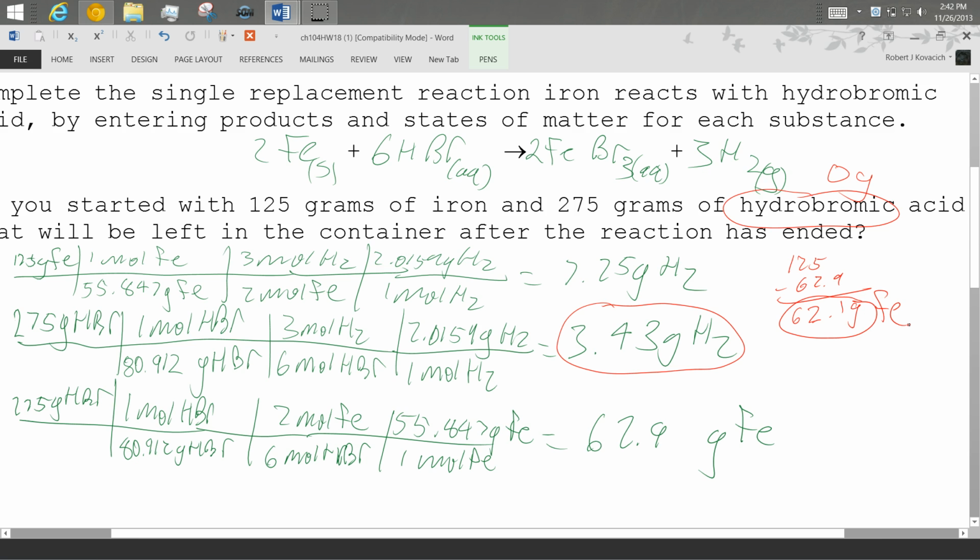Do we understand how I got that? This 62.9 number that I calculated out, what we were saying is if I had 275 grams of my hydrobromic acid, I would need 62.9 grams of iron for them both to run out at the same time. But I started with 125 grams, so then I just subtracted them off, and then I'm saying I've got this much of it left over. So now I know how much iron I've got left over. Now I know how much hydrogen I made. The only thing I need to do is figure out how much iron 3 bromide. So how do you want to do that?